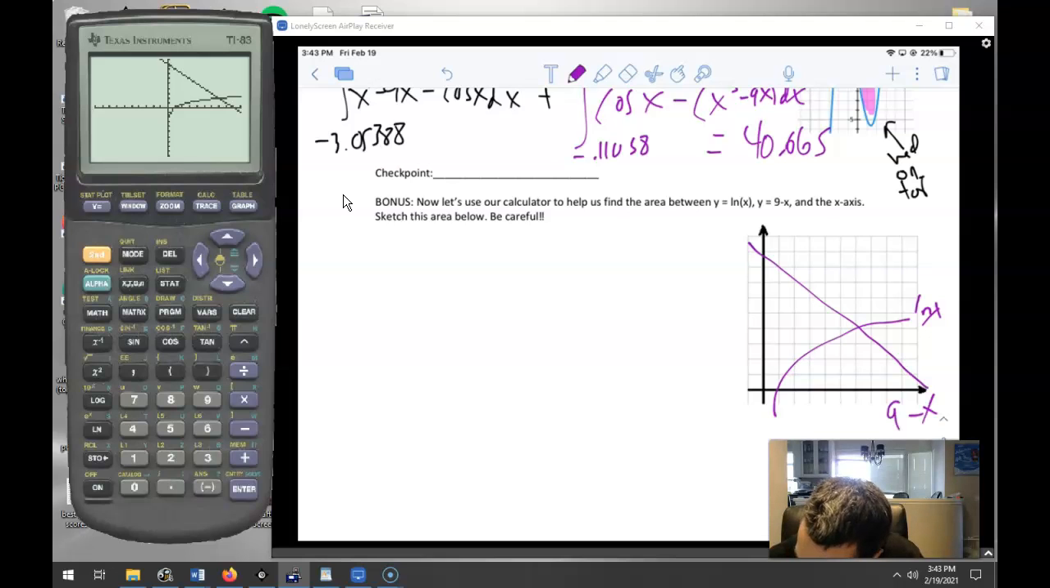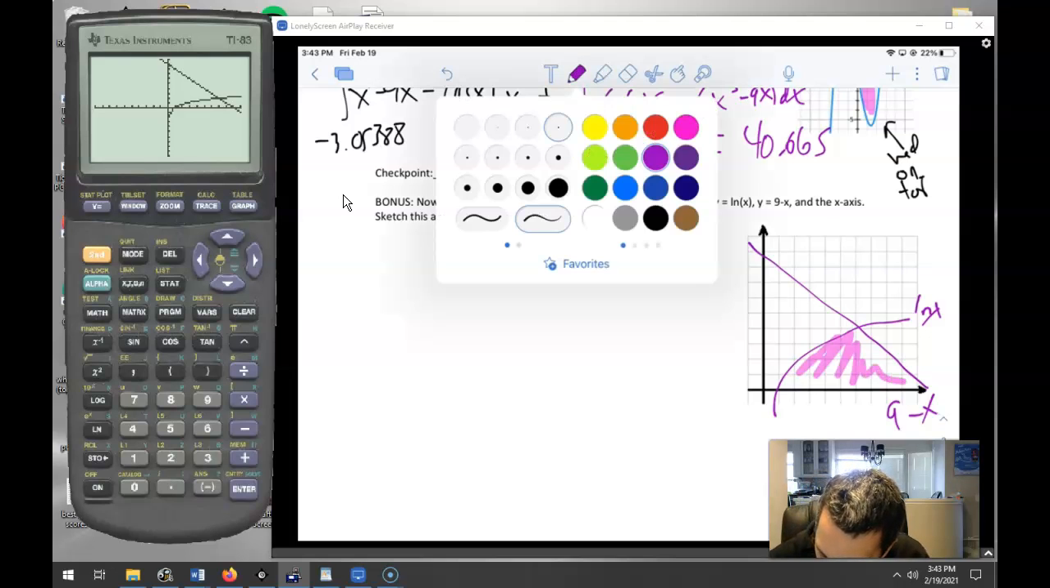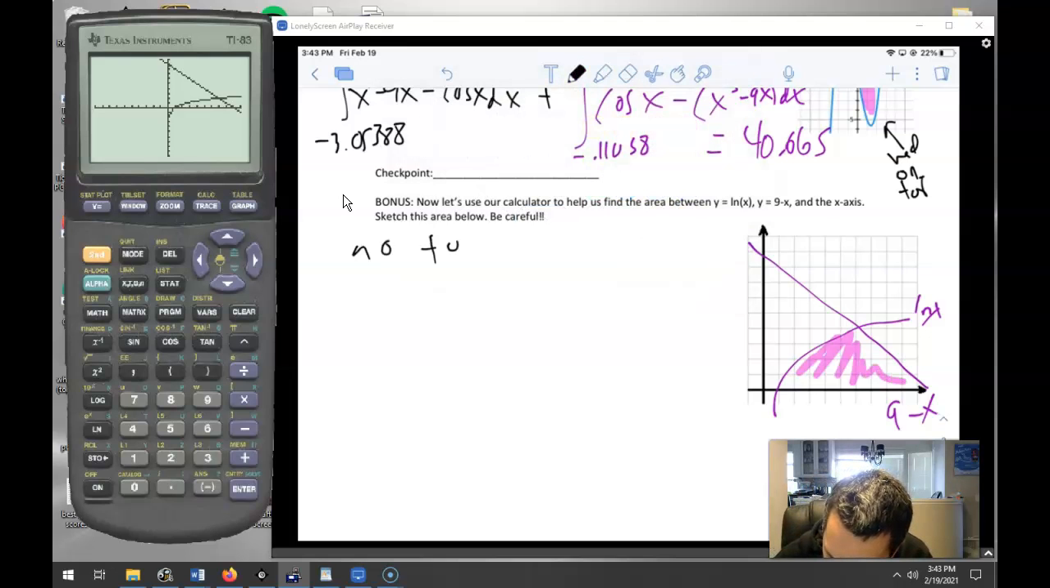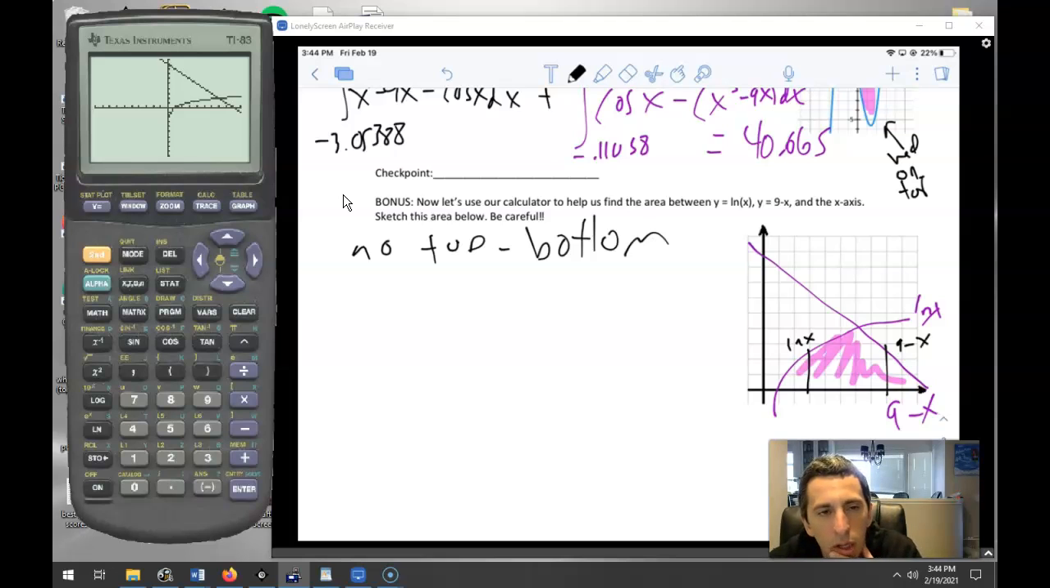But here's the problem. Do you guys recognize there's no top and bottom functions here? If we're trying to find this area between them, which is this guy in here, there's no top and bottom. So if you want to draw a vertical line down, there's no top and bottom. On the left side, ln x is on top, but on the right side, the 9 minus x is on top. Interesting. Okay, so if there's no top minus bottom in this case, there is another way to do this. We'll talk about that in the next video.